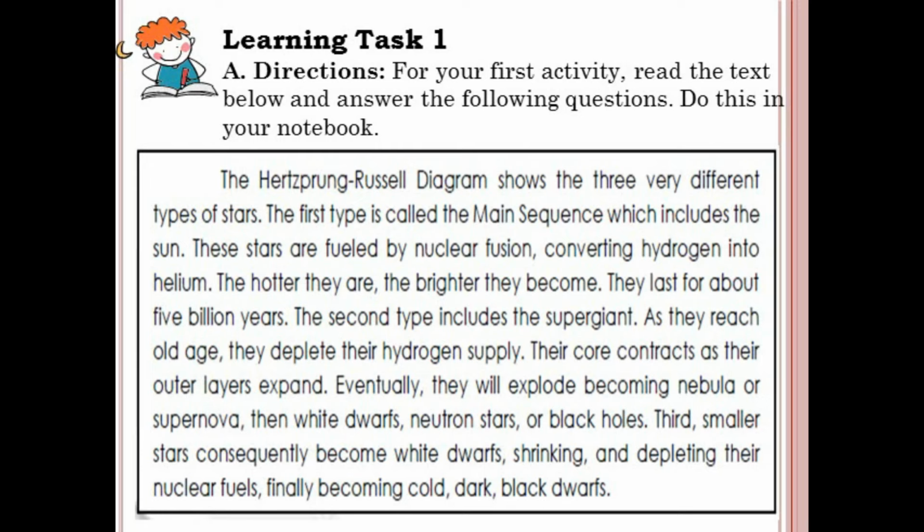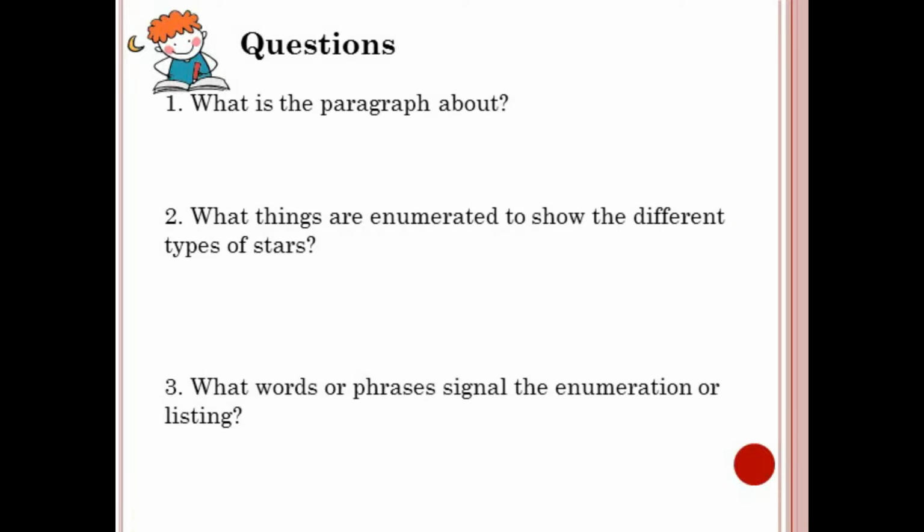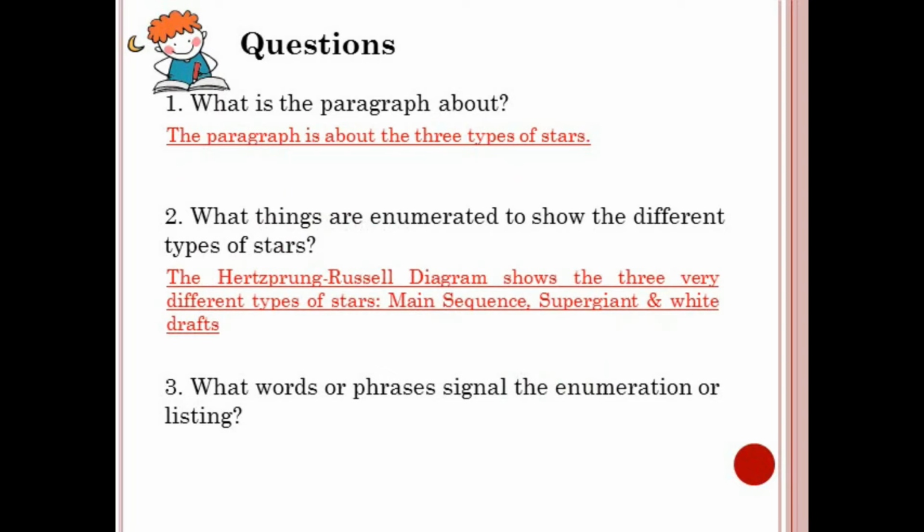Okay, let us answer the following questions. Number 1. What is the paragraph about? Okay, what's your answer? Correct. The paragraph is about the three types of stars. Number 2. What things are enumerated to show the different types of stars? The answer: the Hertzsprung-Russell diagram shows the three very different types of stars: main sequence, supergiant, and white dwarfs.